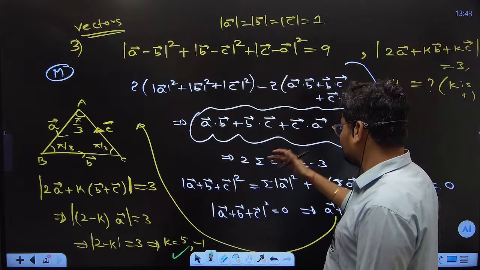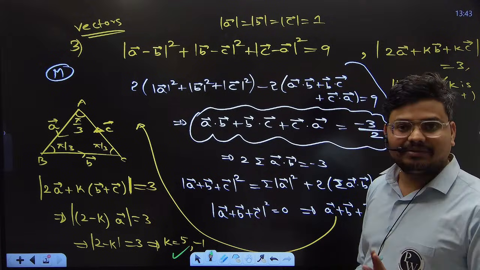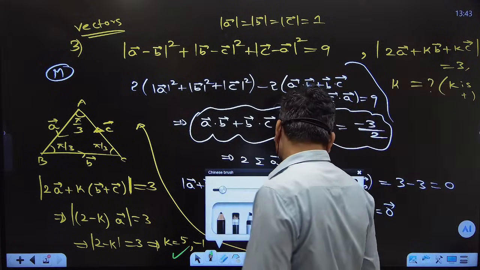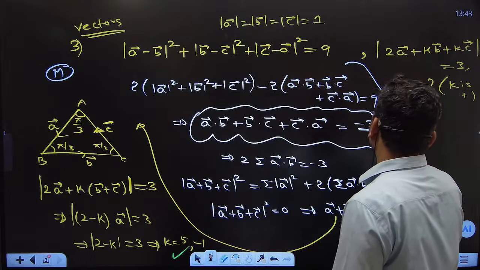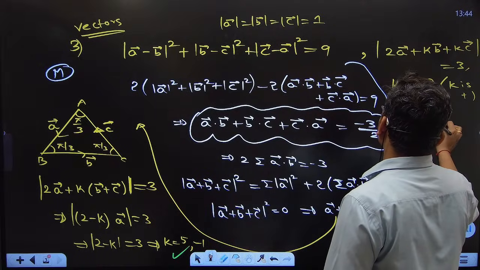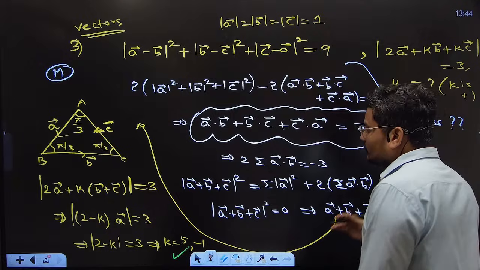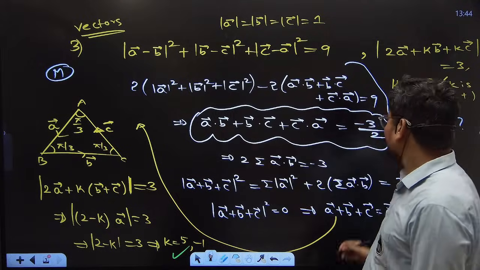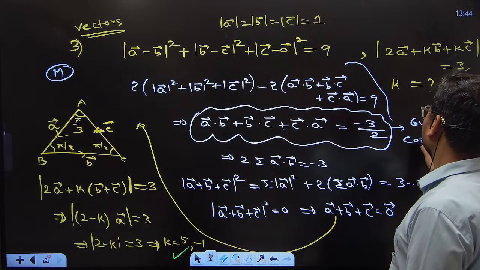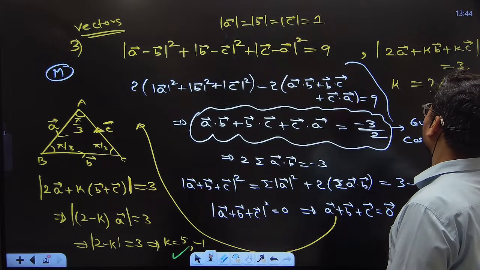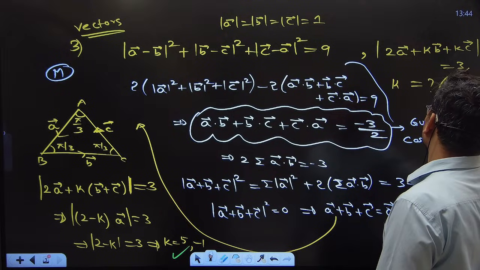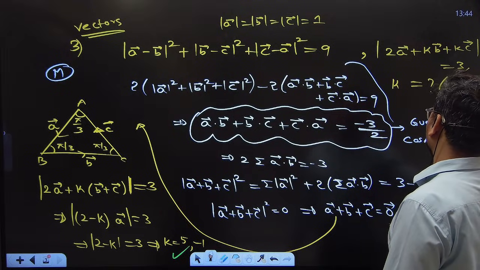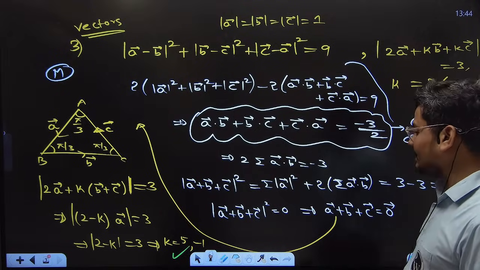Getting this idea is a bit difficult, but there is one more strategy. The other strategy is, by looking at it, can you guess the answer? If you are able to guess it, then also it is done. Because I can say here now, mod A, mod B is 1. So that means indirectly I am getting that cos alpha plus cos beta plus cos gamma is minus 3 by 2, right?